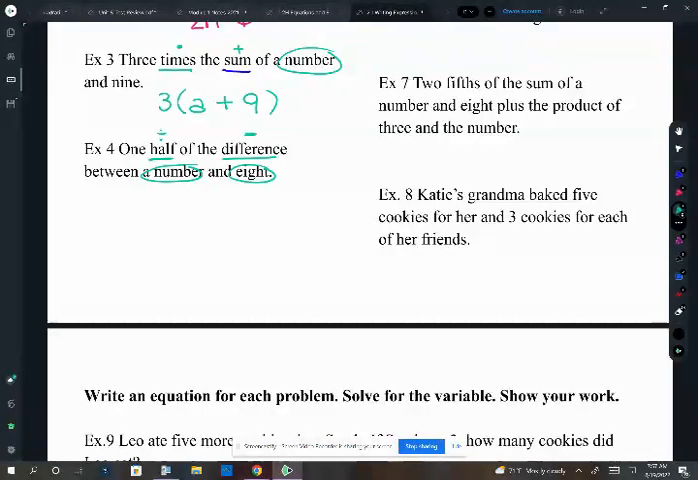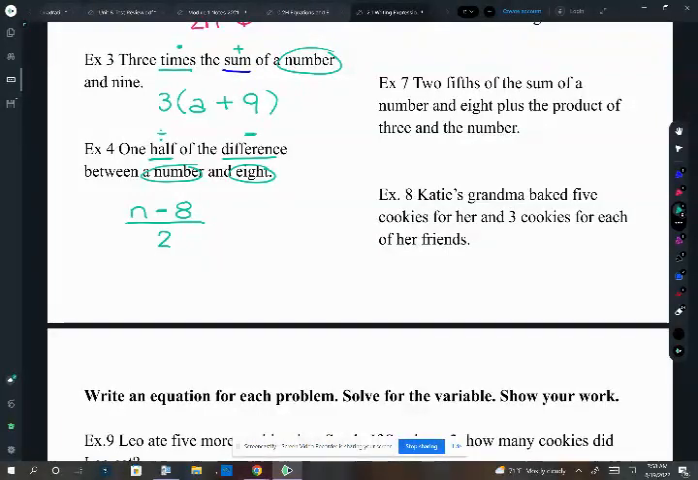So 1/2 of the difference. So we're going to have dividing by 2 of the difference. So that means it's a subtract problem of a number. And again, any letter you want to use, and 8. And again, we're writing an expression. So we're taking half of everything that we're saying. Okay. Half of the whole entire difference.